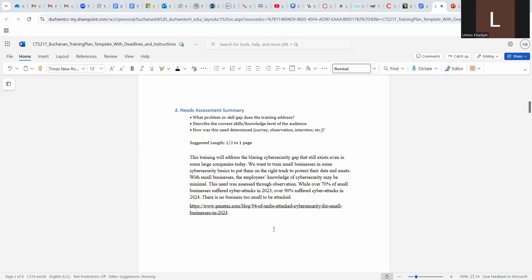So we may think that small businesses are probably too small to be attacked or too small to even worry about. Nobody knows about them. Most people probably don't know about them is what we might think. But in 2023, over 70% of small businesses suffered cyber attacks. Then last year in 2024, which was only 4 months ago, over 90% of small businesses suffered cyber attacks. So this shows that no small business is too small to be attacked.